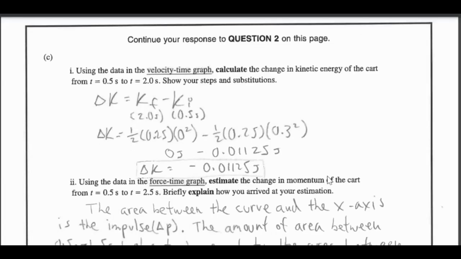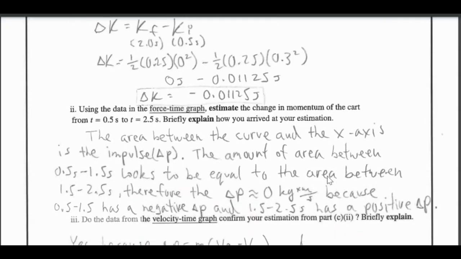For the second part, it says using the force-time graph, estimate the change in momentum of the cart from 0.5 seconds to 2.5 seconds. Briefly explain how you arrived at your estimation. And it says estimate because the first thing I'm thinking of is change in momentum is impulse. And then when you do force times time, you're finding the impulse, which is the area between the curve and the x-axis. And since the line is curved, it's going to be hard to find that exact area.